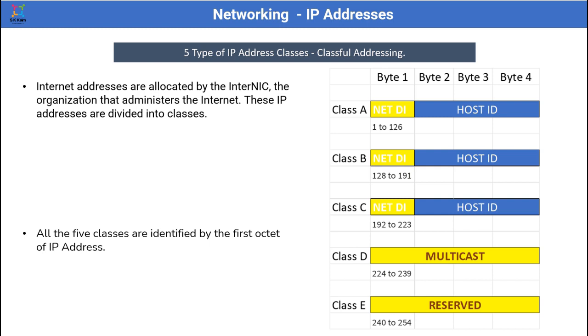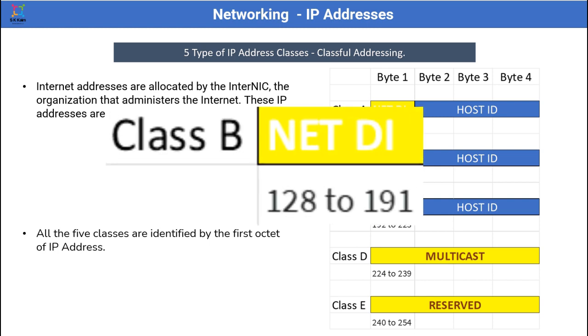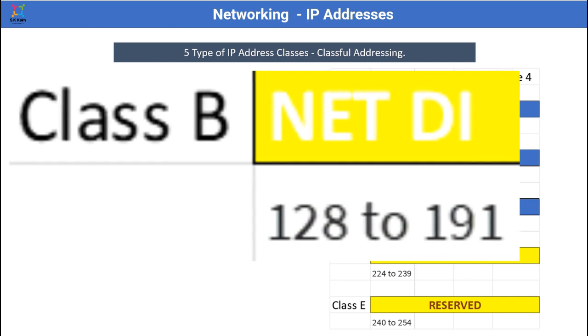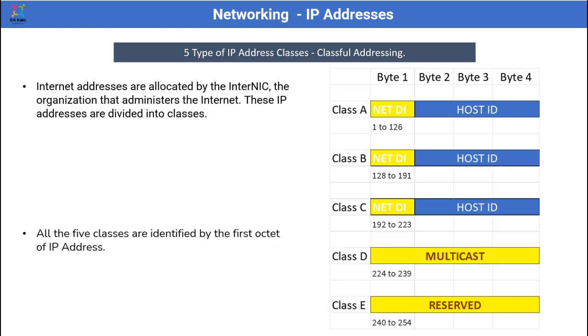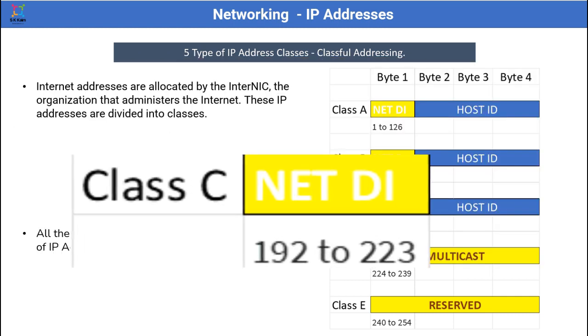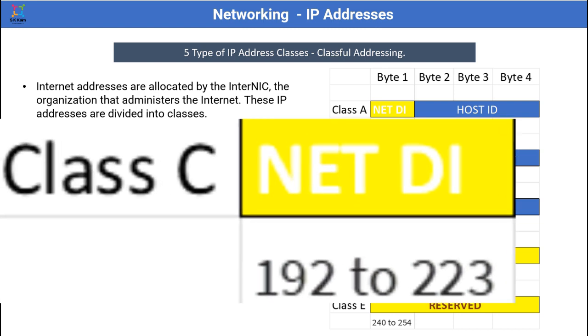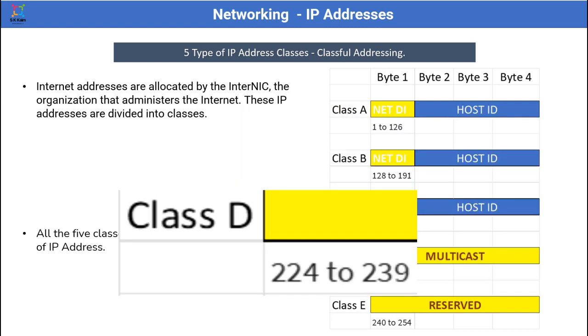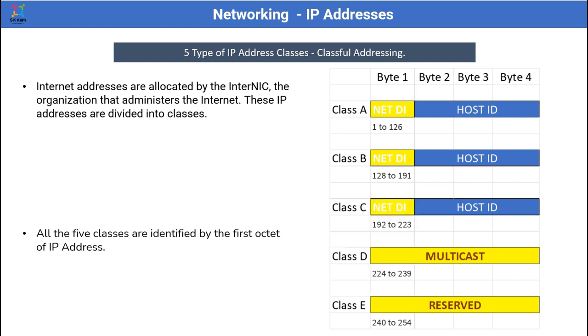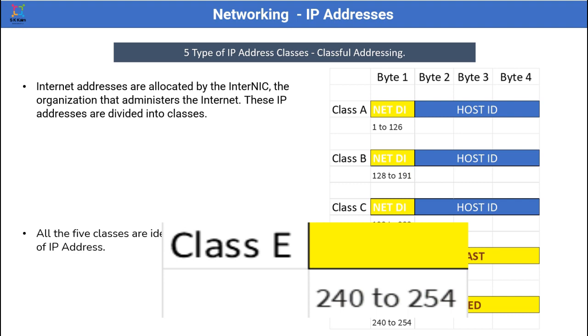The class B IP address ranges from 128 to 191 in the first octet. Similarly, for class C, we have the numbers 192 to 223 in the first octet. In case of class D, we have the numbers from 224 to 239 in the first octet. And in case of class E, we have the numbers from 240 to 254.